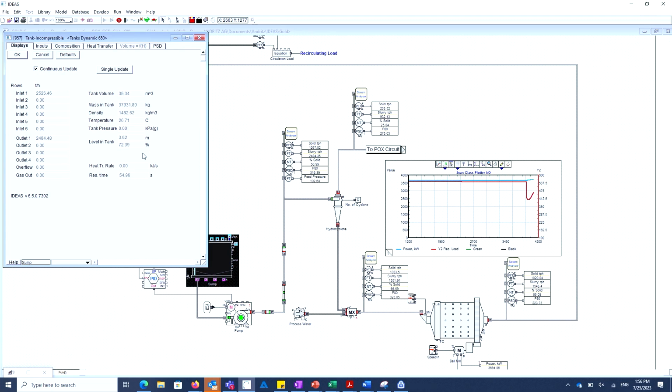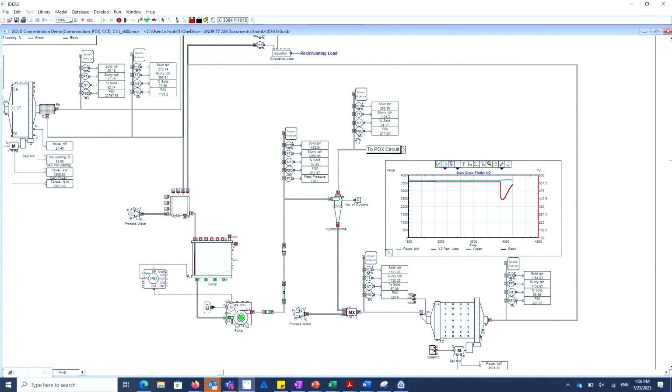Obviously there is a fluctuation because of the PID, and the level at some point is going to start to stabilize at 70%. While that is happening, there is a lot of action happening on the power consumption inside the ball mill because there are circulations happening, and it's worth noticing that we are running the simulation 18 times faster than real time.